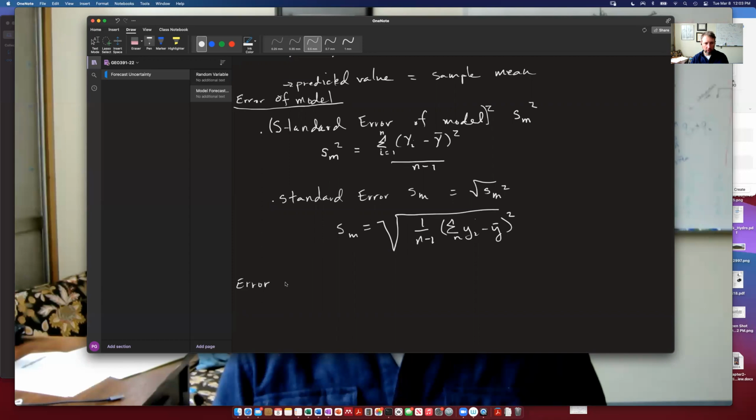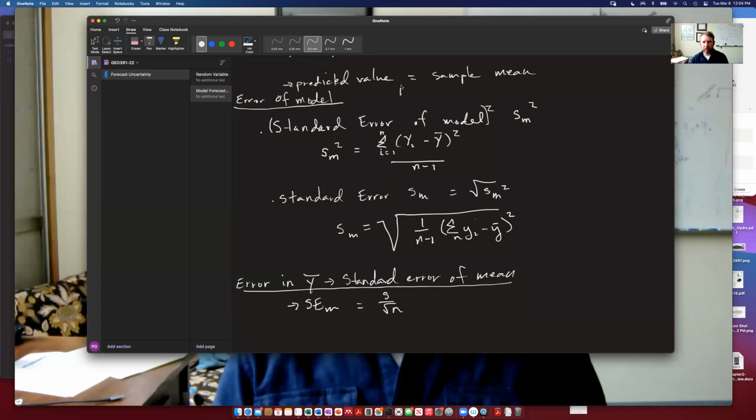The other source of error is the fact that I don't really know what y bar is. I don't really know the parameter. Well, this is equal to my standard error of the mean, from up above. Right, and this is the sample standard deviation over the number of samples.